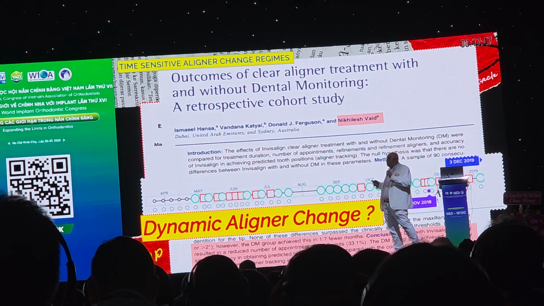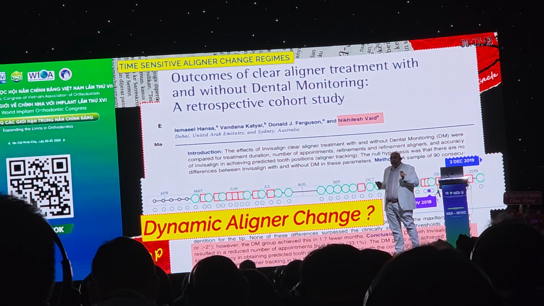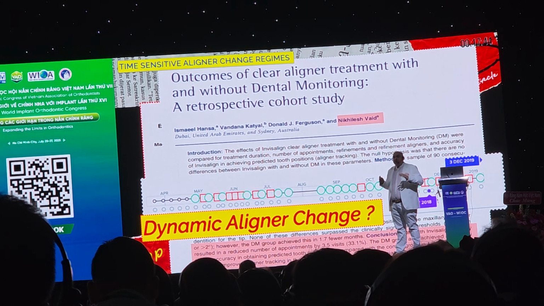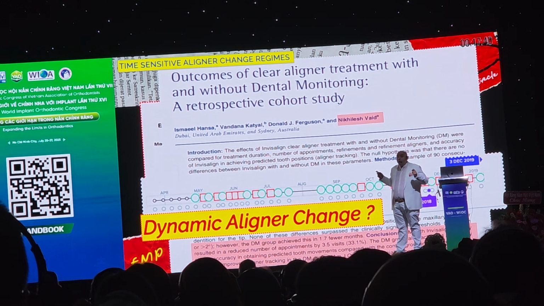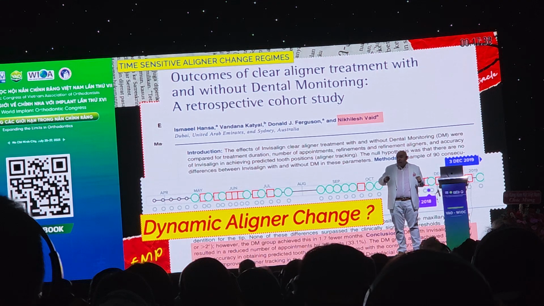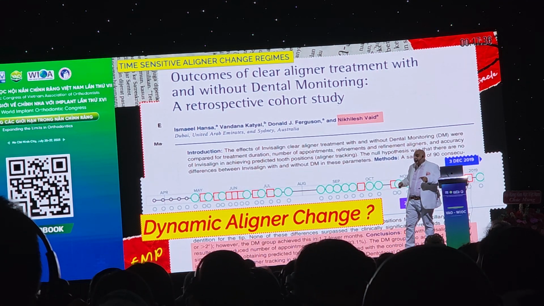This point comes up because when you have studies that say aligners were changed every week or every 2 weeks based on the operator's protocol, we are not looking at optimal or efficient change protocols to give us data that can be clinically applied to our practice.